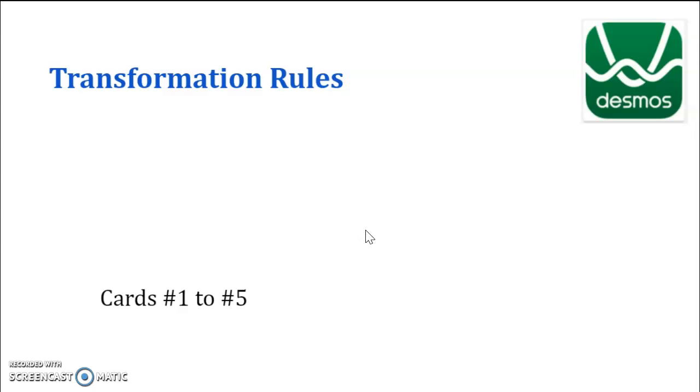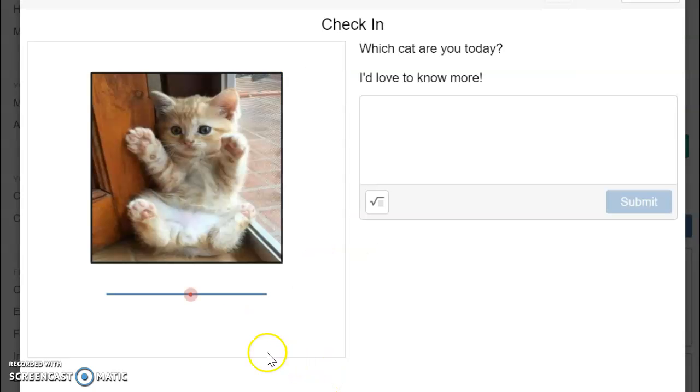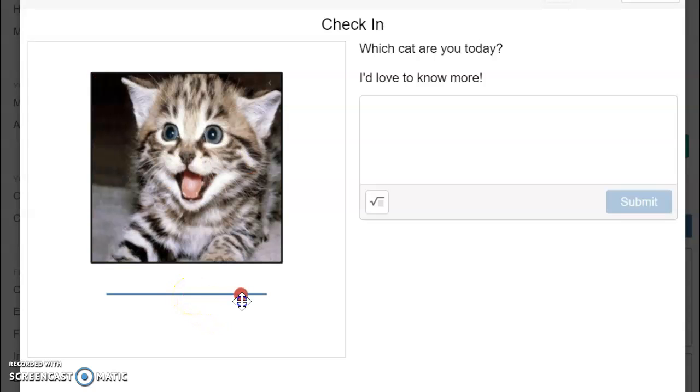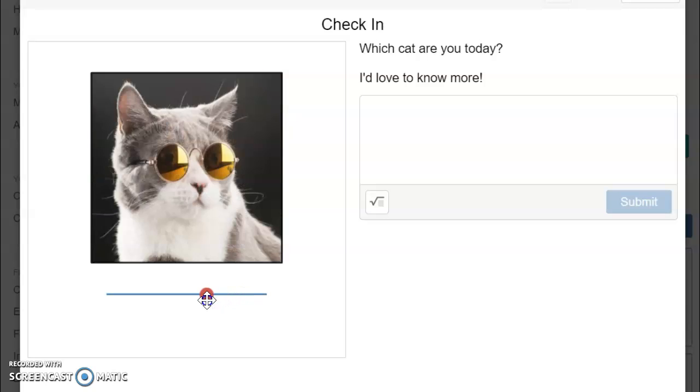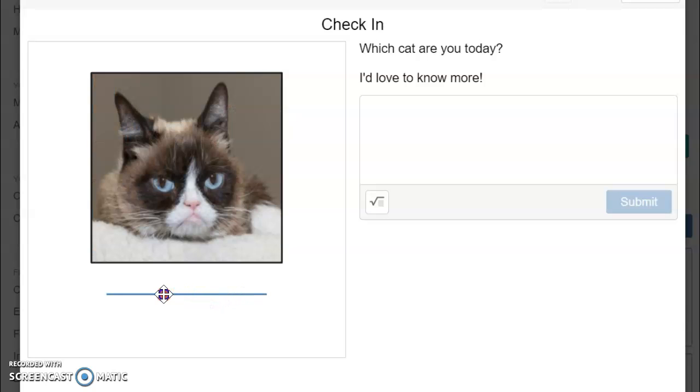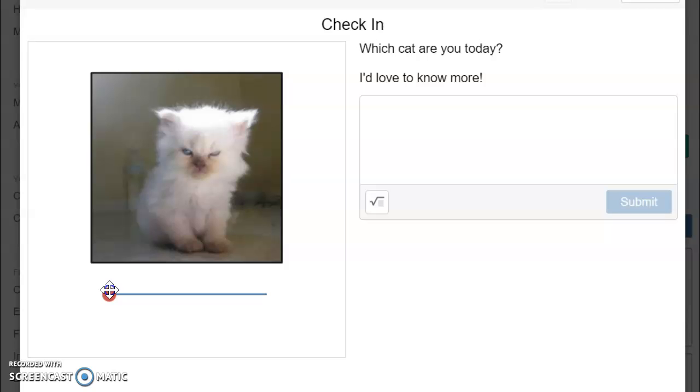All right, so now we're going to be working on transformation rules. So I want you to work on card number 1 to 5, please. Here you have a quick check-in as to how are you doing today. There are many different cat faces. Who do you identify with? And you can tell me more about it.